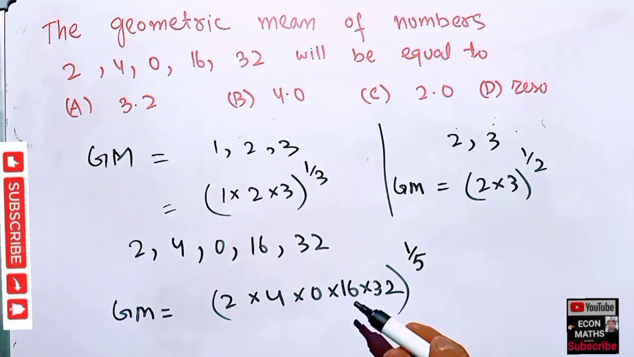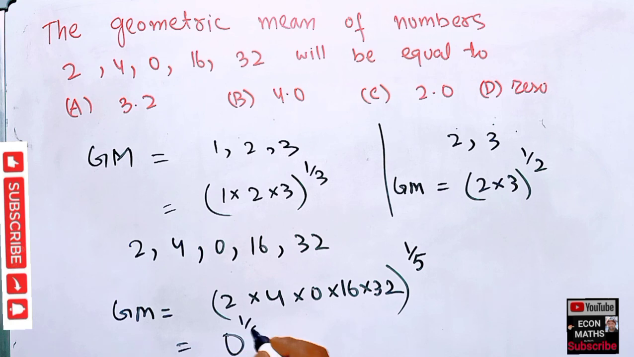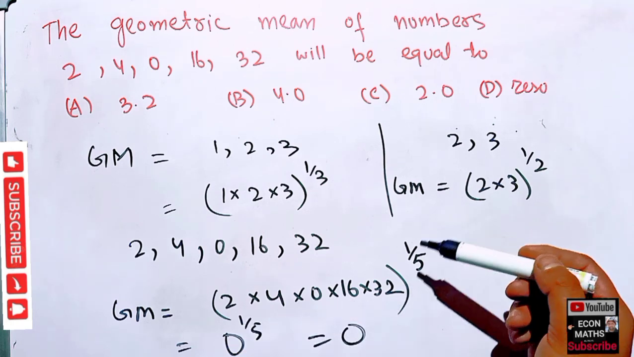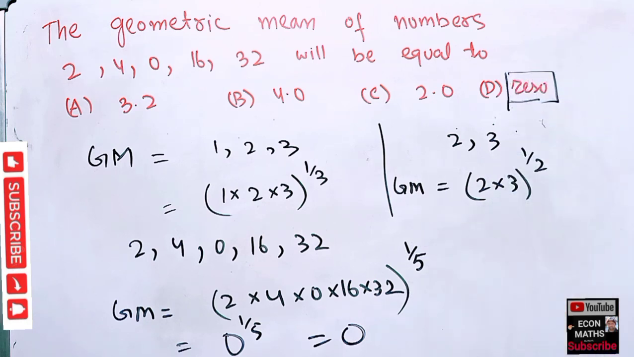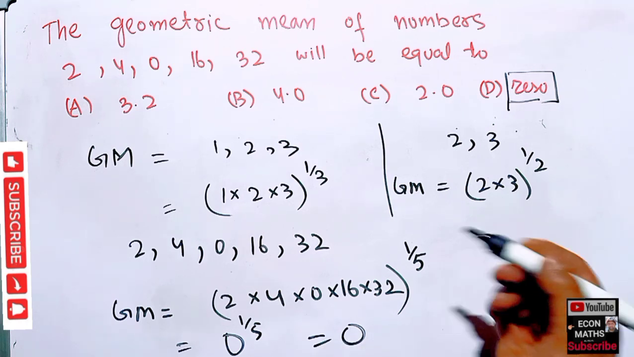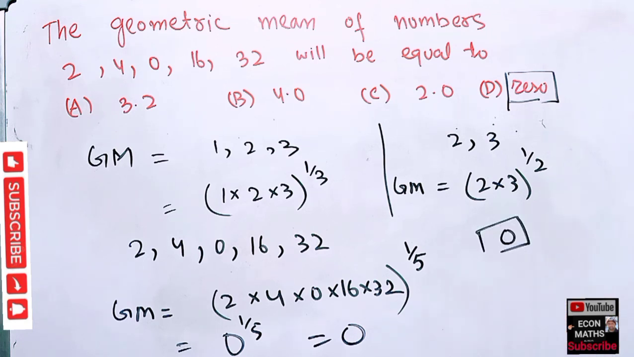So it's quite simple here. Since 0 is here, any number multiplied by 0 would be equal to 0. So this is 0 to the power 1 by 5, which is equal to 0. That means the geometric mean in this case would be 0. So whenever we have a set of observations and one number in the observation is 0, then the geometric mean of the whole observation will be 0.